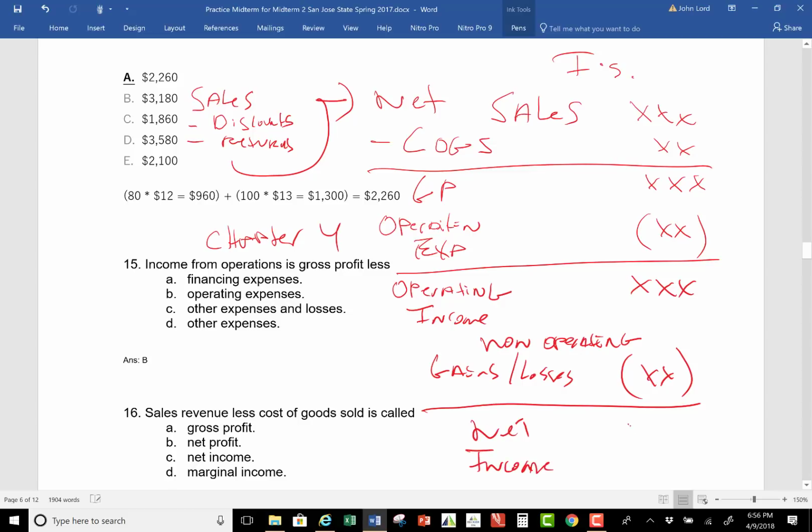And then the bottom line is what? Net income. Have you started talking like an accountant yet to your friends? When your friend's telling you a story that goes on and on, you say, hey, just give me the bottom line, please. Okay, they'll say, why did you take accounting?